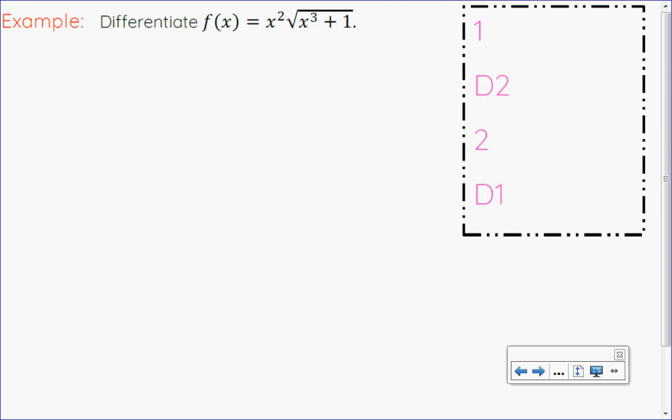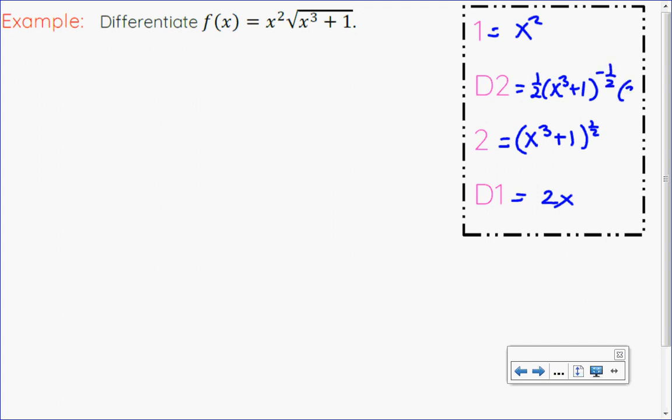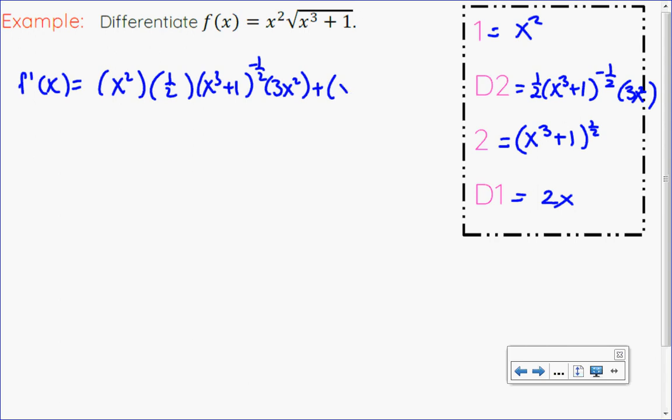So another product. So my first function is x squared. The derivative of that is 2x. My second function is (x cubed plus 1) to the 1/2. The derivative of that is 1/2 (x cubed plus 1). Decrease my power by 1, but this is chain rule, so don't forget to multiply by the derivative of the inside, which is 3x squared. So my derivative is going to be 1 and then d2 plus 2 d1, because calculus is so much fun.